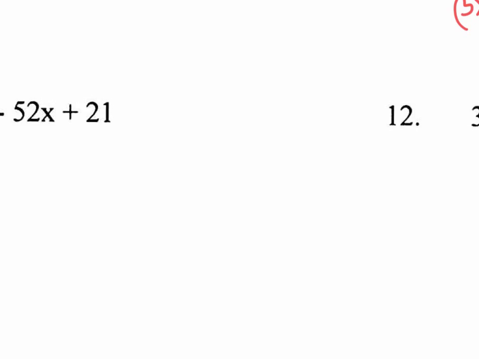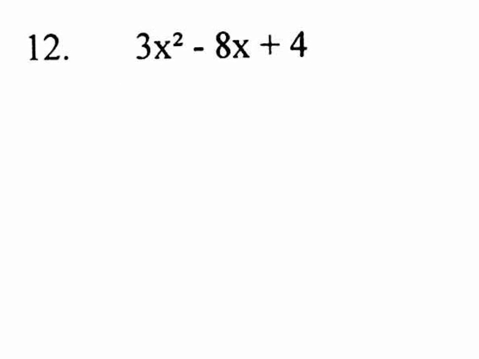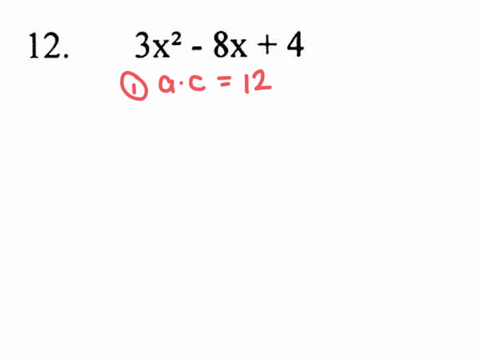Let's not do 11. Let's do 12. 12 is a good one. Step 1 on Jaime Escalante is to multiply a times c. Step 2 on Jaime Escalante is to think of the multiples of the answer from step 1 that combine to give you the middle value b. So let me make a list of numbers here. How could I get 12? I could go 1 times 12. I could go 2 times 6 and 3 times 4.